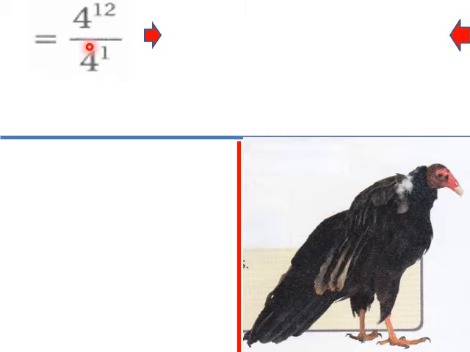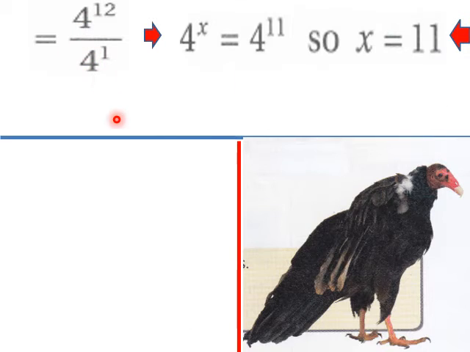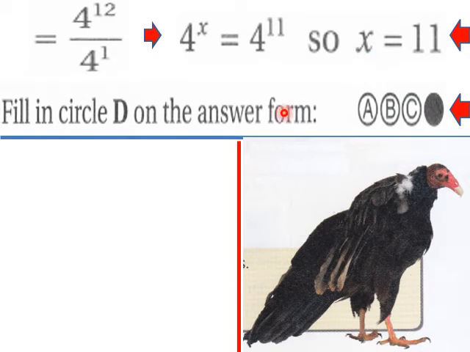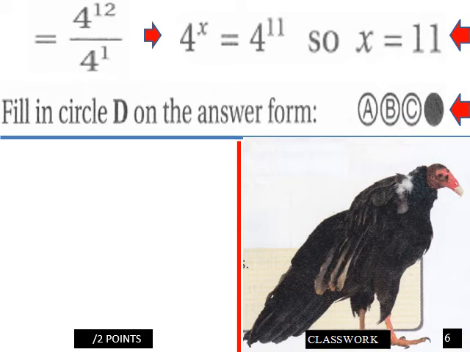Once we solve for x, 4 to the 12th over 4 to the 1, 4 to the x equals 4 to the 11, so x equals 11. Fill in the answer completely.